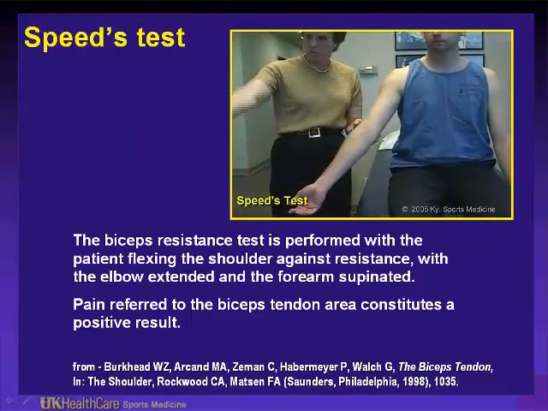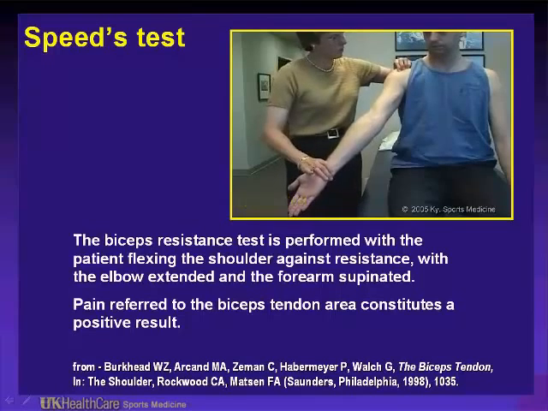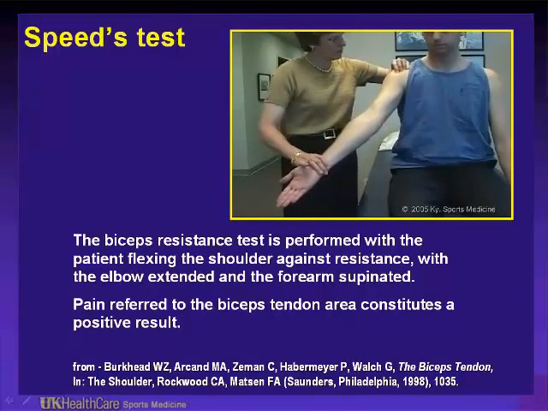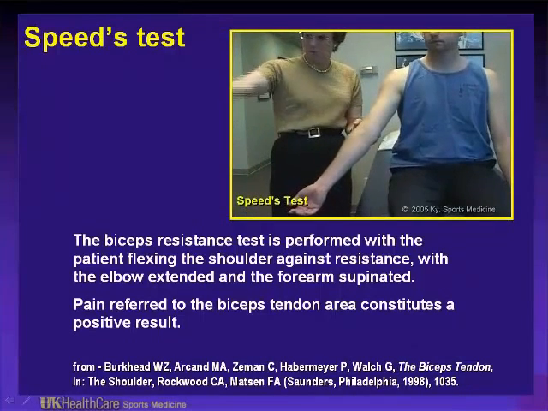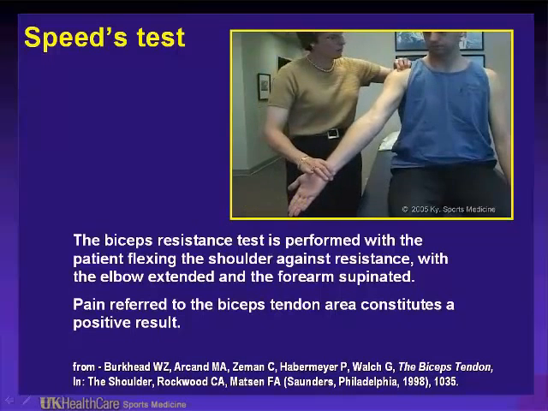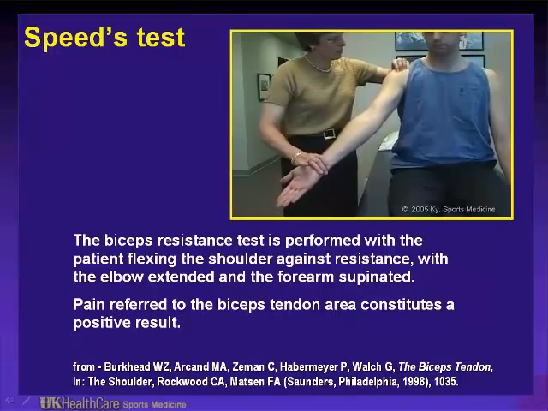The Speed's test, as shown here, the palm is up, forearm supinated. You ask the patient to flex their shoulder against the resistance of your hand with the elbow extended, and this creates pain in the proximal biceps in the groove that you're palpating. So if this creates pain, then it's a positive test.